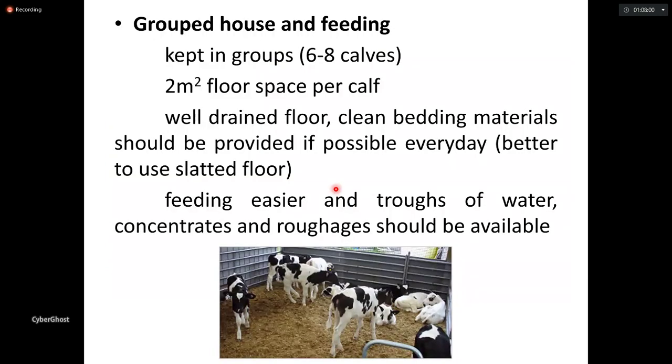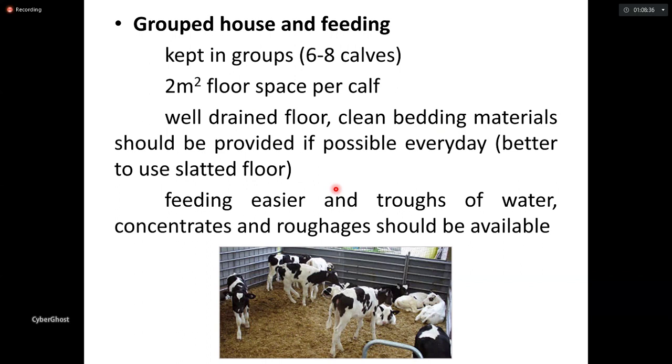The other one is the group housing system. In group housing, what we usually do is keep maybe 6 to 8 animals in one particular area, right? But we have to assure they are getting a minimum floor space per animal, and we should also provide very good bedding and a well-drained soil floor, right? We have to check these things every day. If the bedding material is not up to standard, we have to clean it and add new bedding material, right?